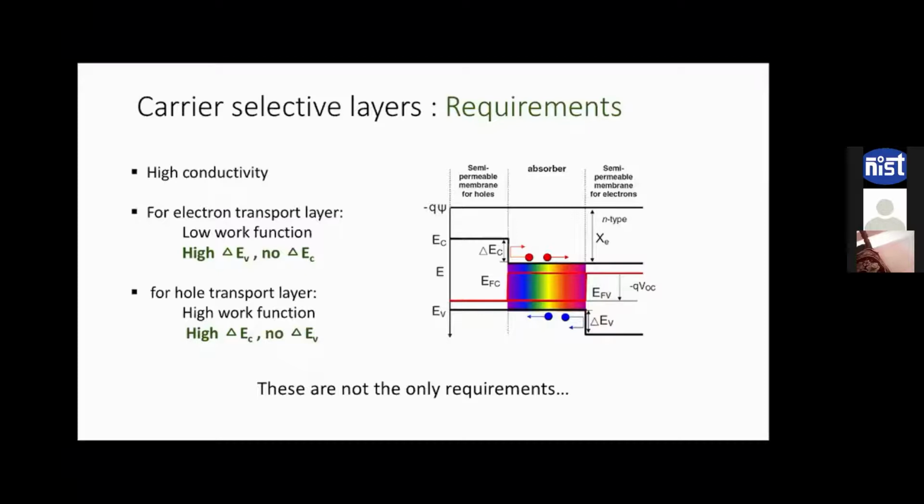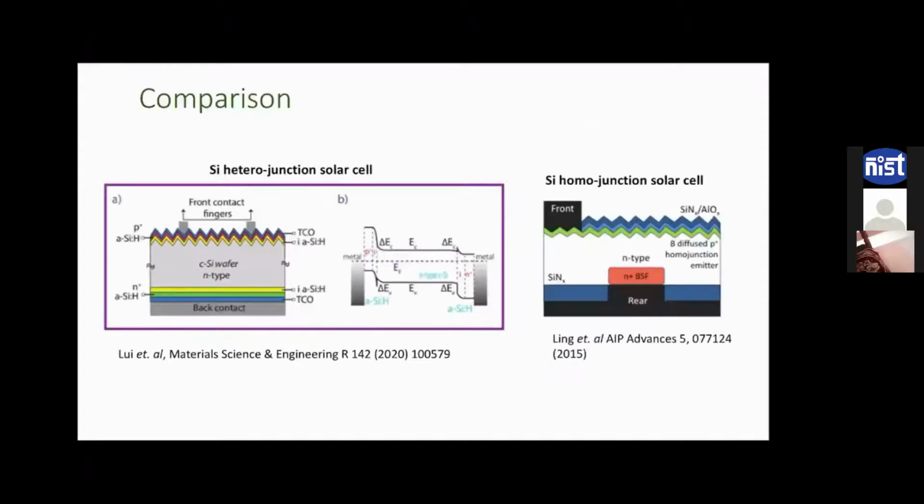But unfortunately, these are not the only requirements. Let us see. Okay, so before I discuss the other requirements for a heterojunction, let me show you the real silicon heterojunction solar cell structure. On the left-hand side, figure A shows a silicon heterojunction solar cell.